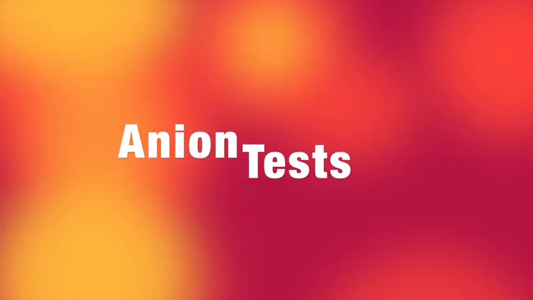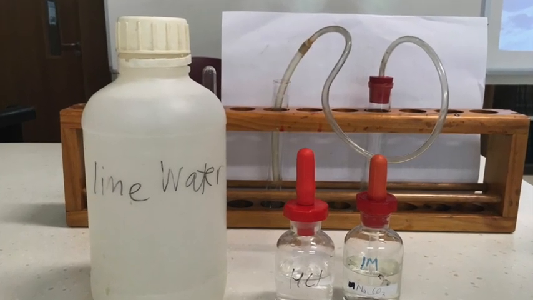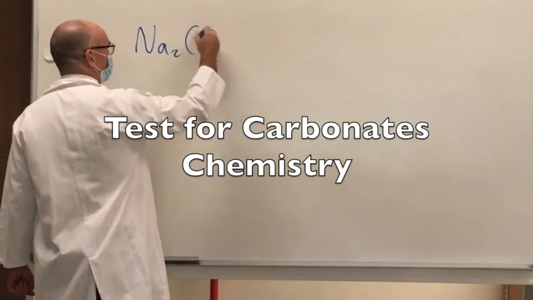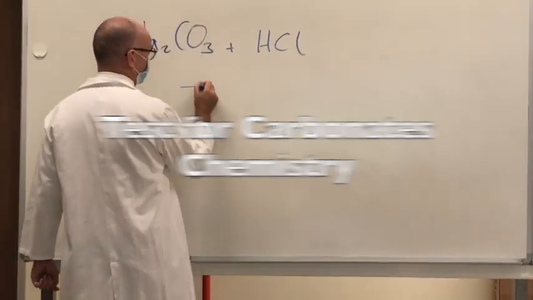We begin with the anion test, negatively charged species. The first one we need to know is carbonates. In this instance, we're going to be looking at the chemistry first.